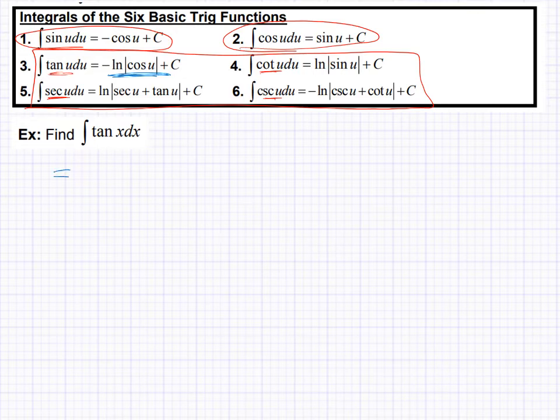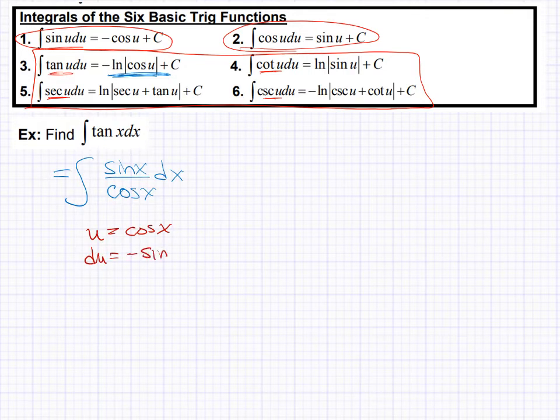So if we look at this one, if I rewrite tangent as sine x over cosine x, that's a basic trigonometric identity. It's called a quotient identity for tangent. And I say, let's let u equal cosine x. Then the derivative would be minus sine x dx. Well, I have the sine x dx. I don't have the minus, so I'll swap that to the other side.